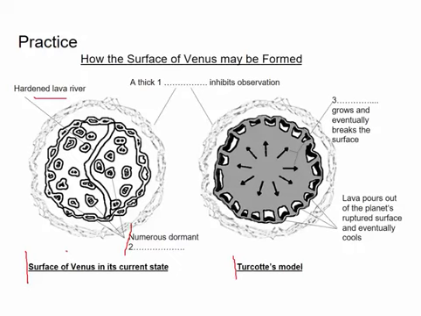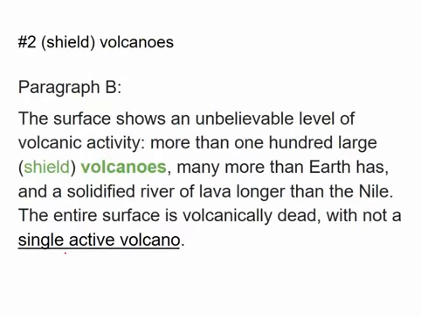All right, well, that language is paraphrased in the passage in part B here, in paragraph B. It says, the surface shows an unbelievable level of volcanic activity, more than 100 large shield volcanoes. And volcanoes is our answer that fits into answer choice 2 correctly there. You could also put the word shield there, since that's a descriptor of volcanoes. Okay, and it continues. It has many more, Venus has many more than Earth does.